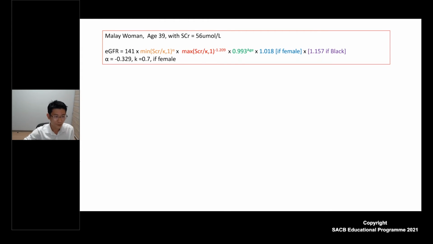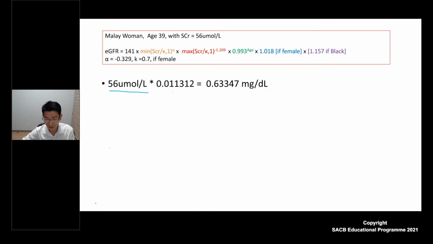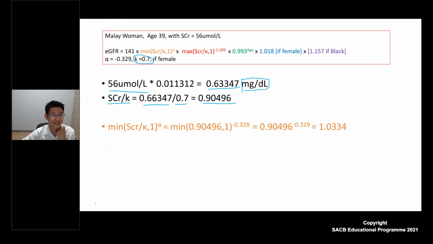Firstly, the equation I'm using is directly based on their published formula, so they use mg per deciliter. We also have to change it to mg per deciliter. So 56 micromole times 0.011312 gives you 0.6347. Then you have serum creatinine over K. K for females is 0.7. So we use the mg per deciliter divided by 0.7, which gives you 0.904.